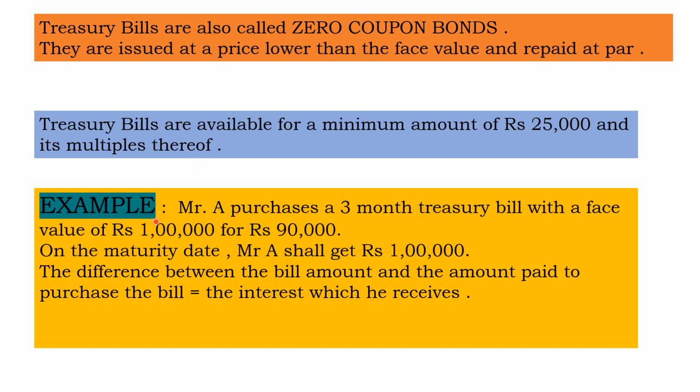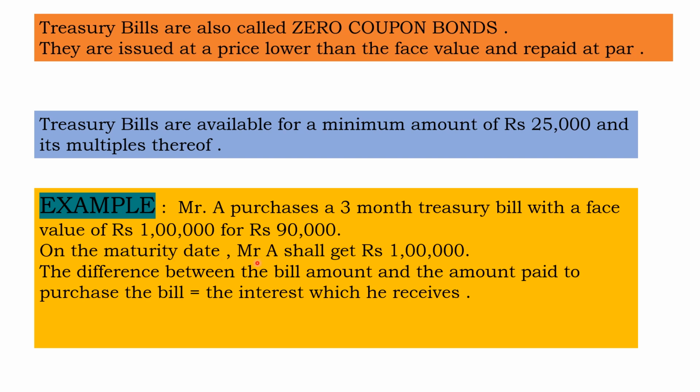Let me give you an example. Mr. A purchases a 3-month treasury bill with a face value of 1 lakh for 90,000. So this is what I mean when I say they are issued lower than the face value. What is the face value in this case? It's 1 lakh. And how much is it being sold for? 90,000. So you will have to pay 90,000 rupees to get a treasury bill for 1 lakh.